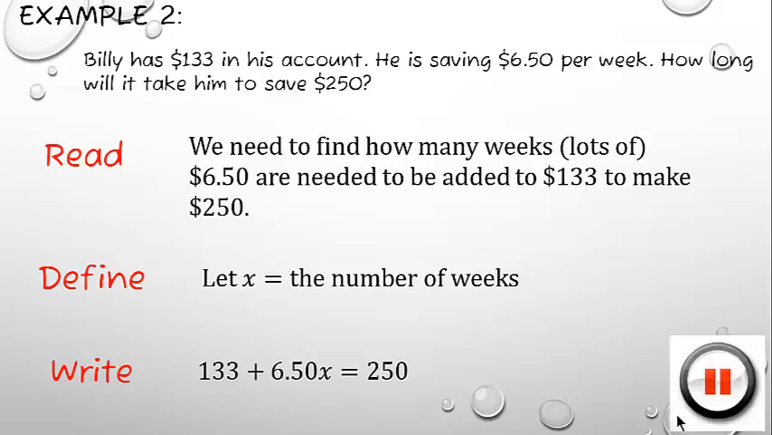I'd like you to pause there, get that example down, and press play when you're ready, and we'll finish the example off.